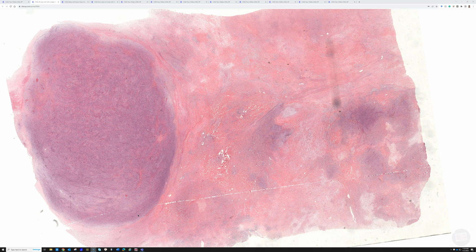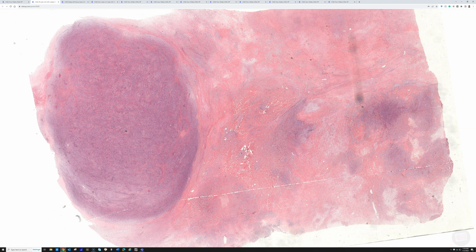This is the first case. It's a large, deep soft tissue mass in an adult. And you can see there's a lot of variation from low power here. By the way, I'll record this and put all these virtual slides on YouTube, with links to the virtual slides at some point in the near future, hopefully.